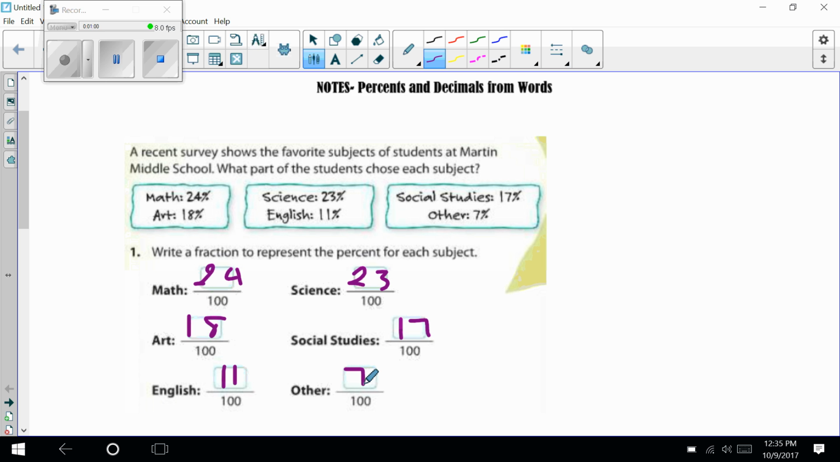Now, typically, we simplify if the numerator and denominator have anything in common. However, because we're getting ready to move these into decimals, we're going to leave these as is just so you can see very easily how we're going to turn them into decimals in the next step. So let's go ahead. Let's go down to number 2.